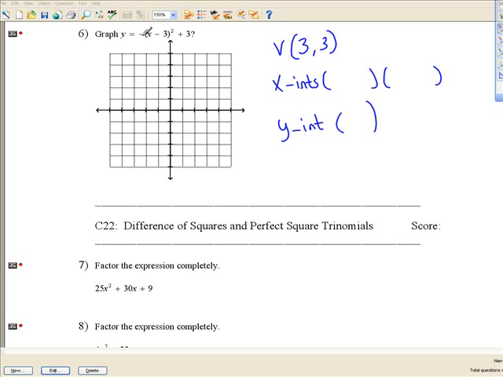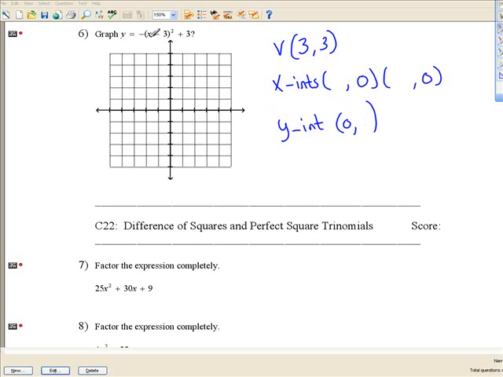I can tell by looking at this value in front of the squared term that this parabola is going to open down, so that's going to guide my thinking as I go. X-intercepts occur when y is 0, so I'll be doing some math for that, and the y-intercept occurs when x is 0. Let's see what happens when x is 0 here.